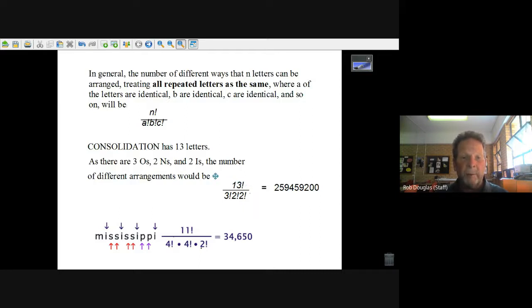But we don't want to count letters that repeat. So all you have to remember is if there's three O's, divide by 3 factorial. Two M's, divide by 2 factorial. Two I's, divide by 2 factorial. Put that in your calculator, and that's the number of arrangements of those letters. So for Mississippi, you'd have 11 letters, 4 I's, 4 S's, and 2 P's. Divide by those factorials, put it in your calculator, and that's how many arrangements you can have of the letters.